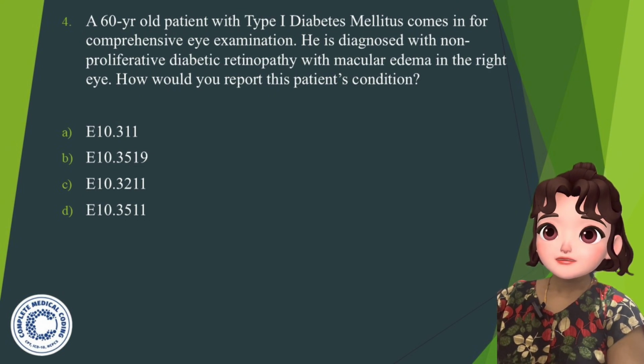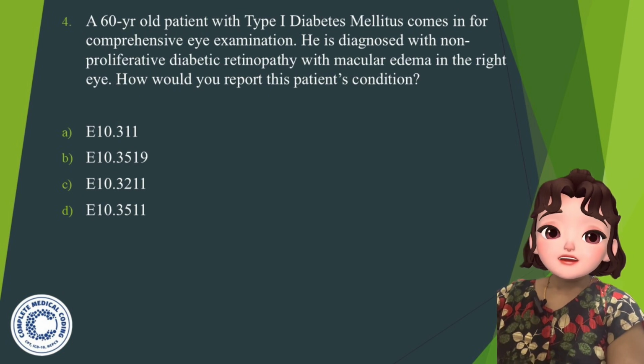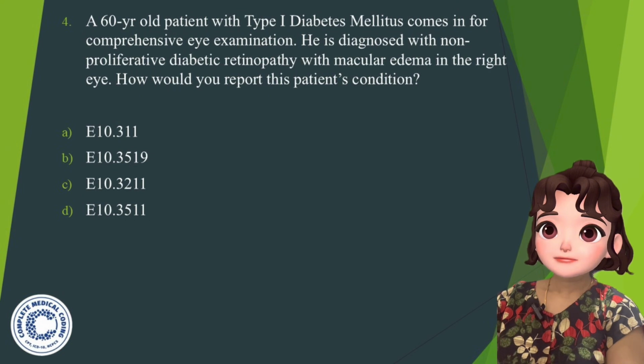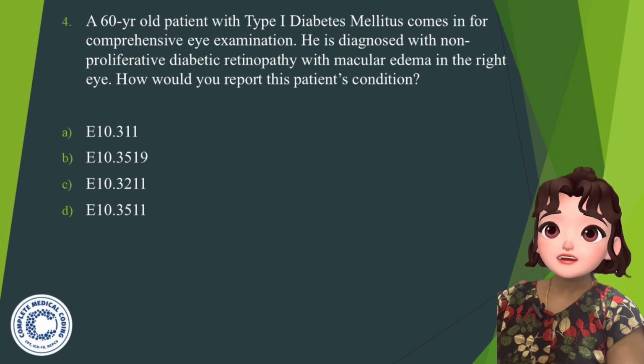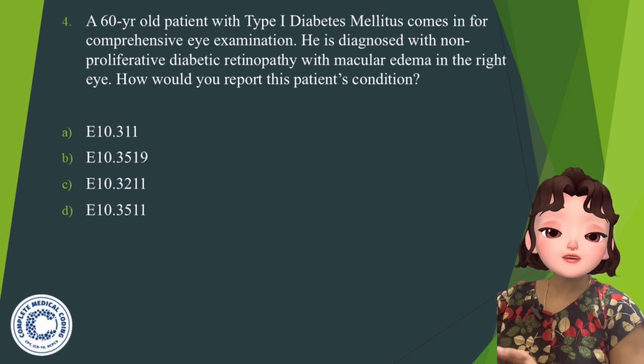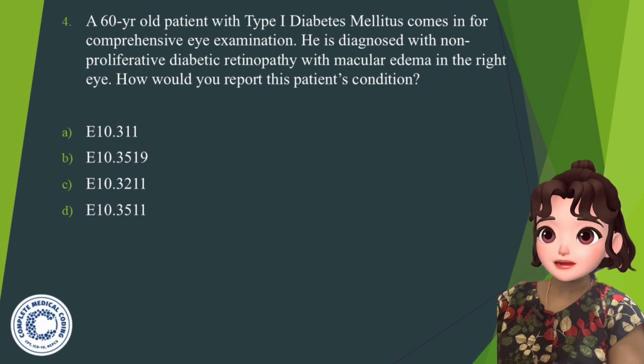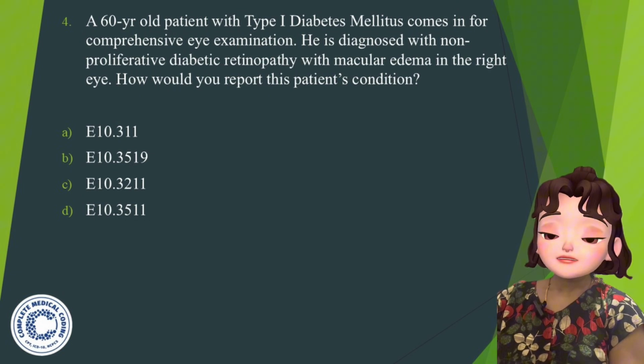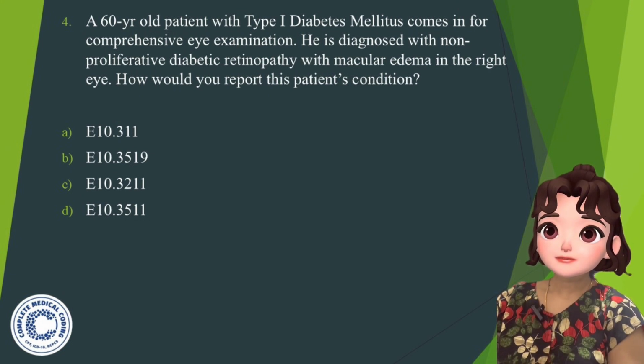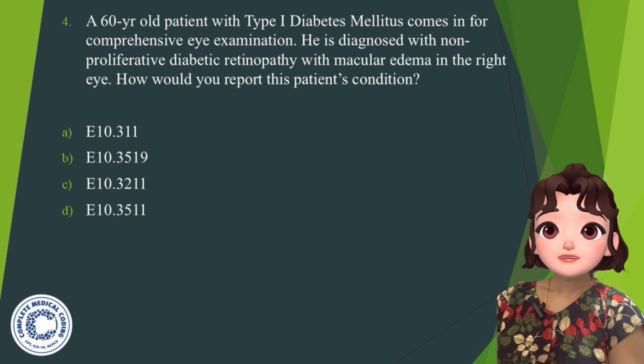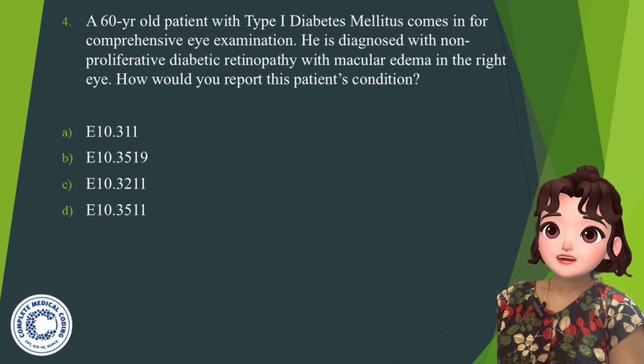So how will you report this condition? Anyway, let's check all the codes one by one. What is the first diagnosis? E10.311. Open the ICD code book, go to E10.311. It represents type 1 diabetes with unspecified diabetic retinopathy with macular edema. Unspecified diabetic retinopathy? No, here it's clearly specified that it is non-proliferative diabetic retinopathy, so you can't say unspecified. So that's wrong. What is the second one? E10.3519. Again, type 1 diabetes with proliferative diabetic retinopathy with macular edema. Proliferative, no. This is non-proliferative. So that's also wrong. What is option C? E10.3211.